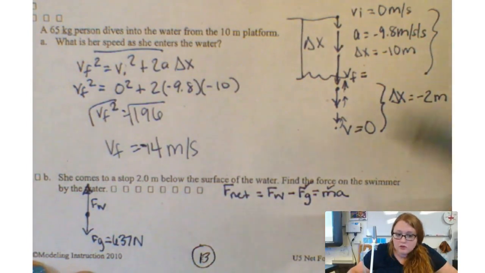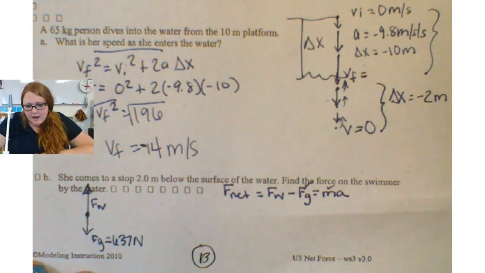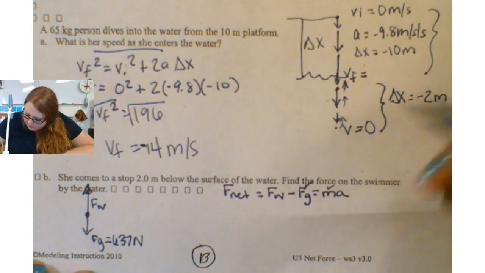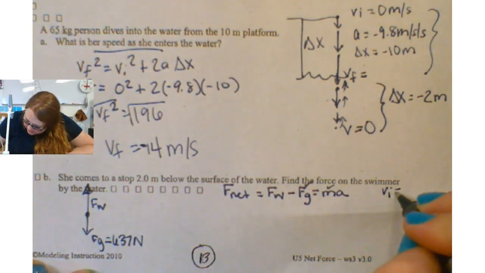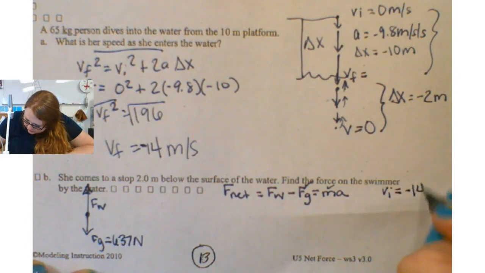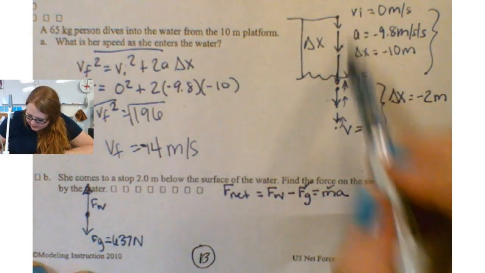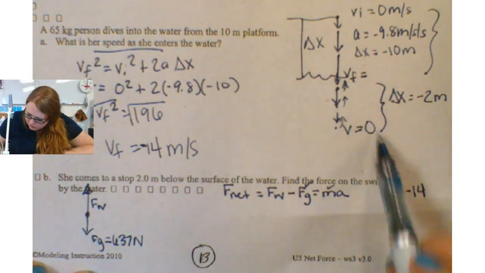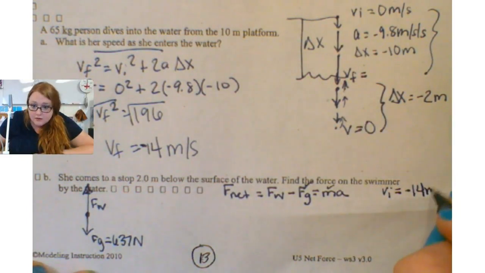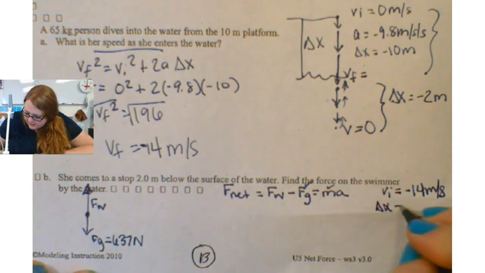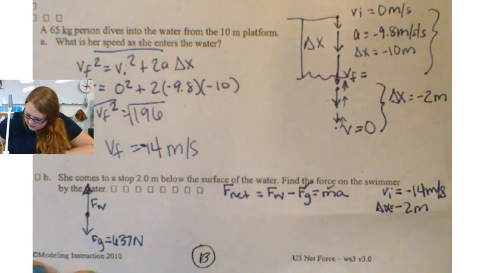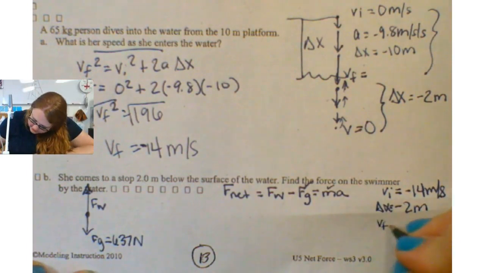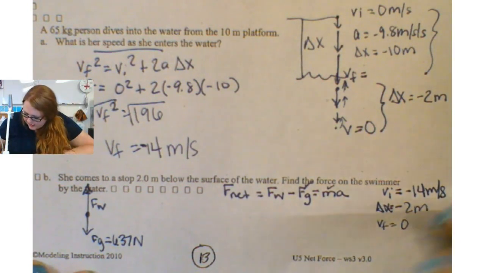All right. How am I going to find acceleration? Well, I know my initial speed when I hit the water is -14. What was the final speed in the first part becomes the initial speed for the second part. -14 meters per second. And then delta x is -2 meters. And VF is 0. I can find my acceleration.